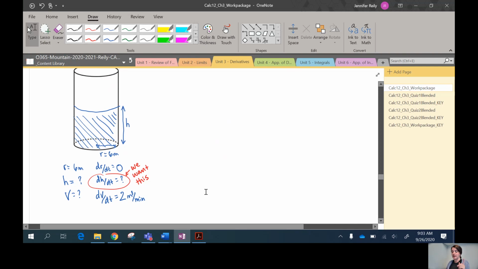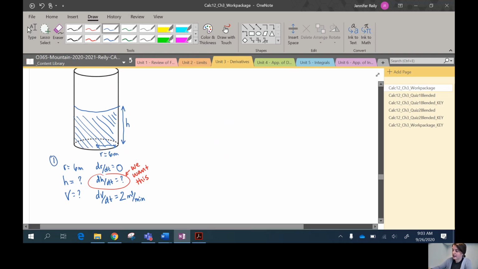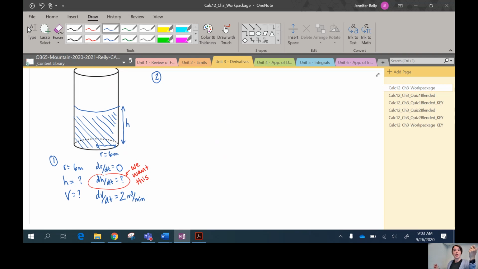Okay, so that's step 1. We wrote down all our variables. We have radius, height, and volume. Step 2 is we need to write an equation that relates volume, height, and radius. So the equation that's going to relate those 3 things is just the volume of a cylinder equation.